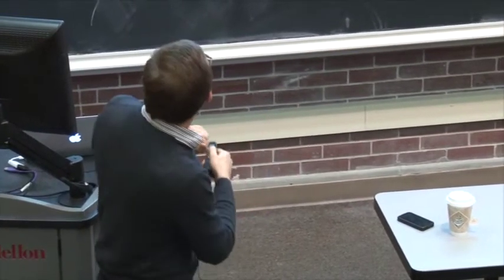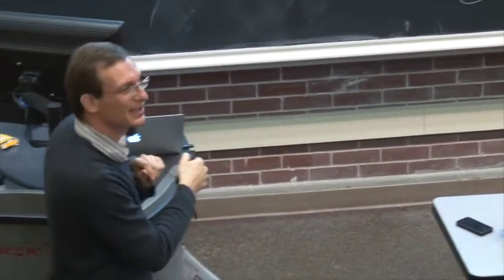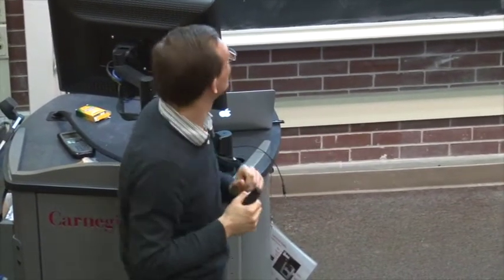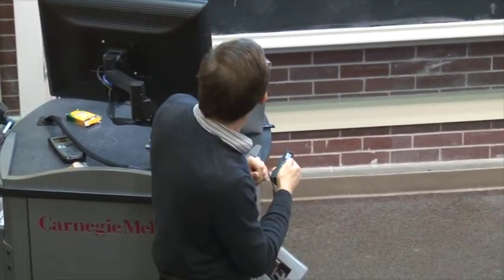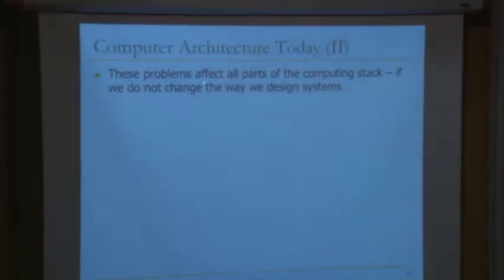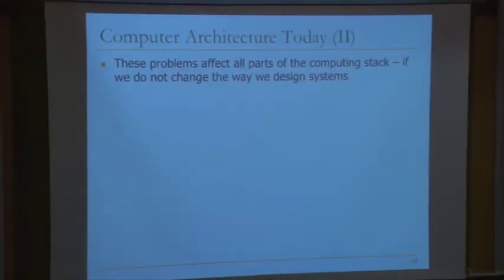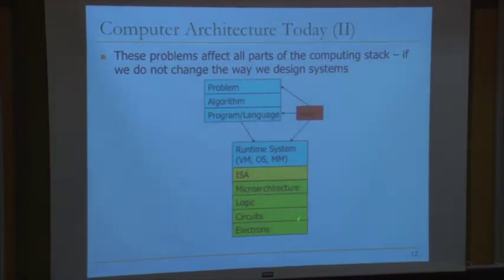So this is just to give you an idea that it's not clear how we should design the systems going forward. That's why what you get out of this course you can use in the future, hopefully, to design much better systems. OK, so there are no clear definitive answers to these problems, although I'll give you some fundamental answers. And these problems actually affect all parts of the computing stack, especially if you do not change the way we design systems.